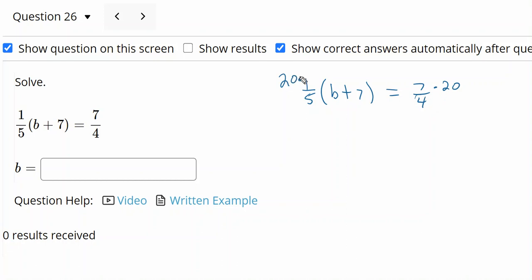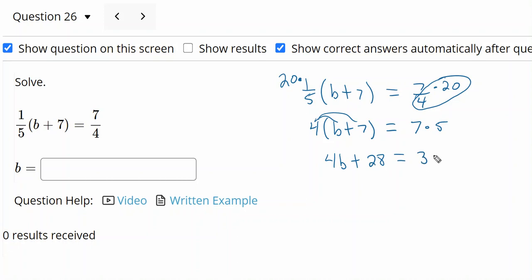So let's do that. 20 divided by 5 is 4, so this will be 4 times (b plus 7), and that's equal to, here again, 20 divided by 4 is 5, so that's 7 times 5. Hopefully you were following that logic, which is 35. Okay, so we'll distribute this: 4b plus 4 times 7, so 28, is equal to 35.